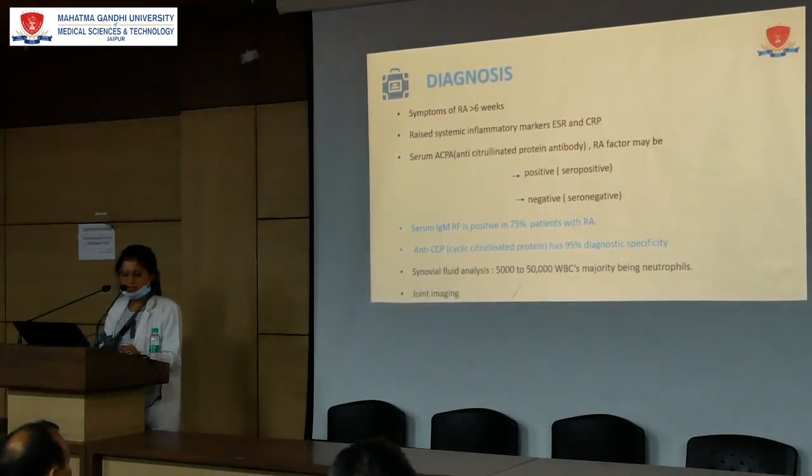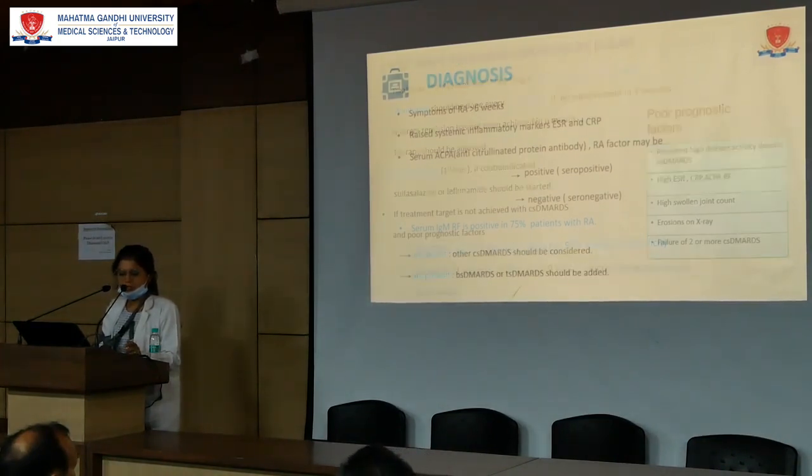Synovial fluid analysis can also be done, which reveals 500 to 50,000 WBCs, most of them being neutrophils, as opposed to 2,000, which is seen in osteoarthritis. Joint imaging can also be done, like X-ray and MRI.